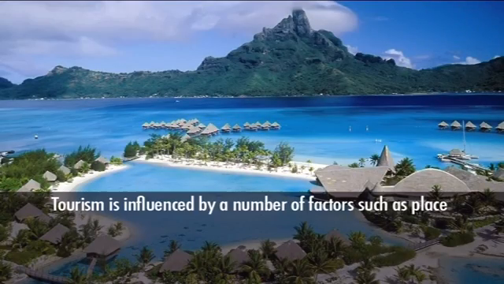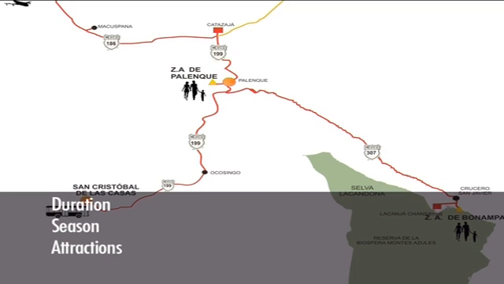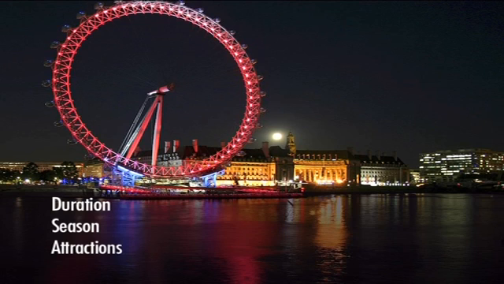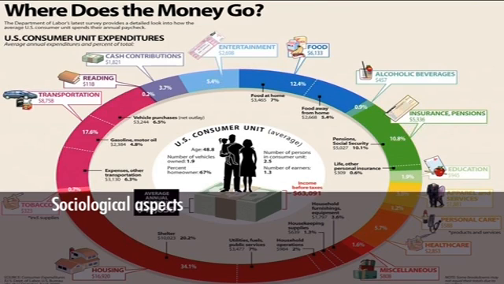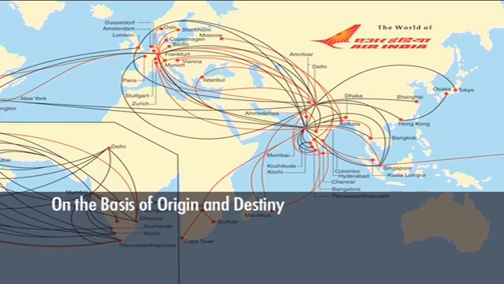Tourism types. Tourism is influenced by a number of factors including the place, duration, season, attractions, distance, socio-economic aspects, purpose, and sociological aspects. Let us discuss them now. On the basis of origin and destiny.